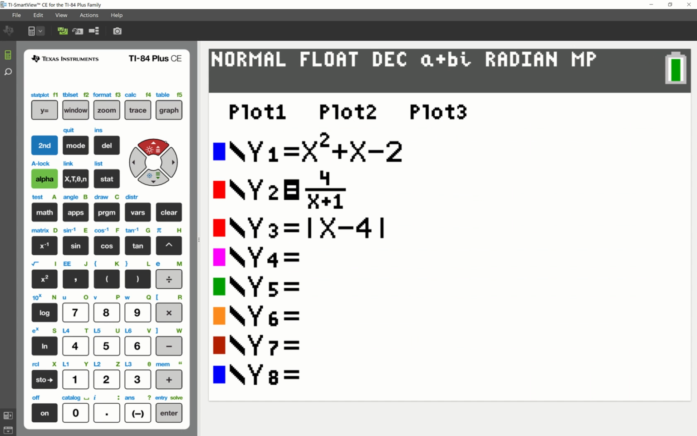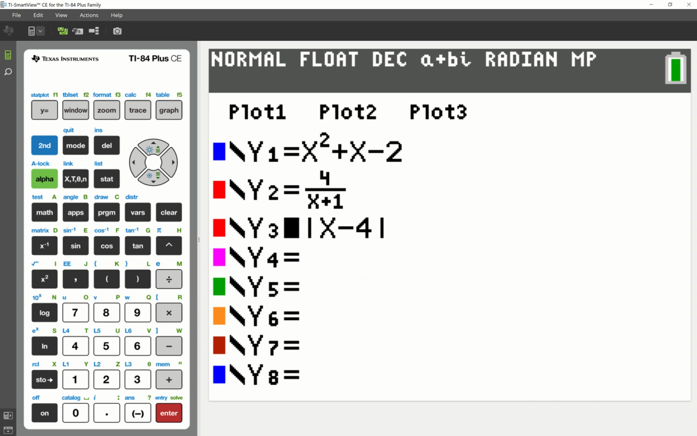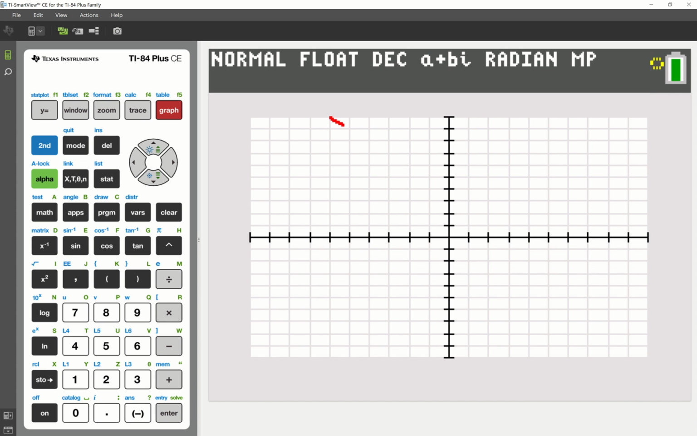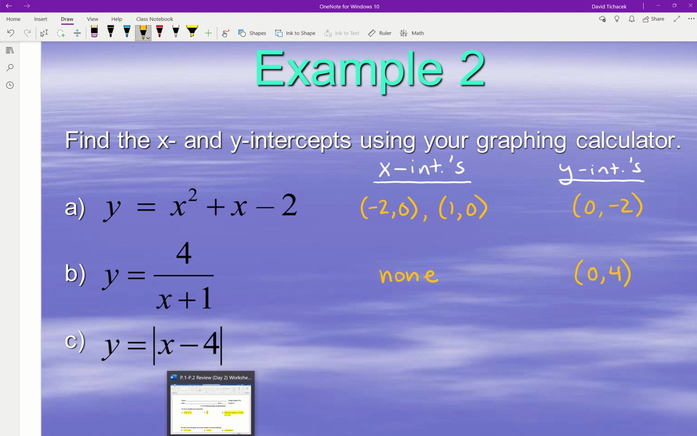So let me turn my second one off by, of course, again, going over the equal sign and pressing enter, and then we'll take a look at this very last one. So it looks like we are going to have this characteristic shape right here. It looks like we have an x-intercept at 4, 0 and a y-intercept at 0, 4. So going to the right 4 units from the origin and then going up 4 units from the origin. So we'll go ahead and list those here. So that would be 4, 0 for the x-intercept, and that would be 0, 4 for the y-intercept.